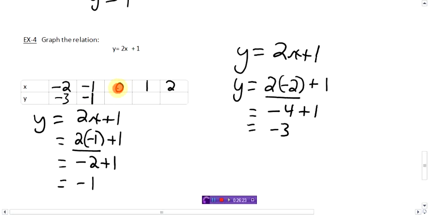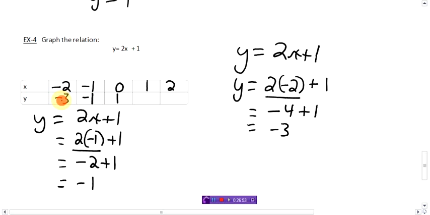Alright, now the 0. Let's just see if you can do this in your head. If we put a 0 in for here, 0 times 2 is 0, plus 1 is 1. Now, if you can't do it in your head, by all means, it doesn't hurt to do all the work, if that's what you're more comfortable with. Okay, now it's usually pattern time. What's the pattern as we go from here to there? We're going down by 2. Sorry, we're going up by 2.